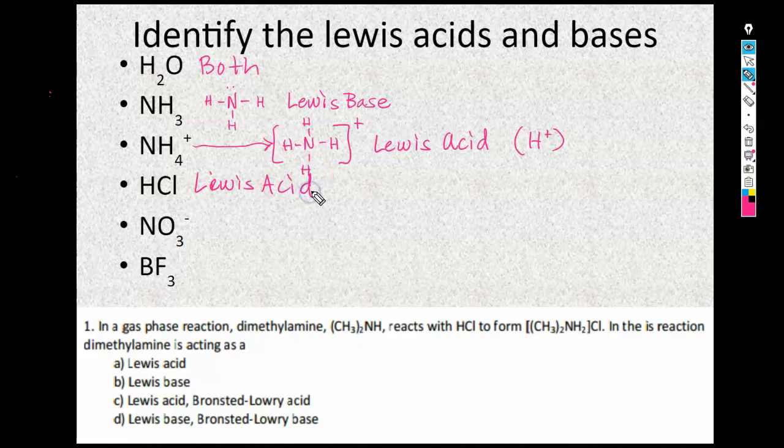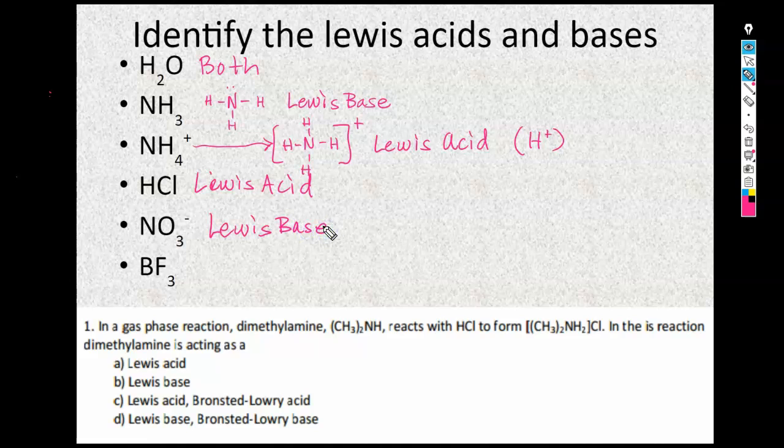All right. HCl has to be termed a Lewis acid because it has the hydrogen to be able to accept a lone pair, so it breaks it apart. NO3 has no hydrogen, but it does have room to accept a hydrogen. So if we were thinking about it like that, no hydrogen means it has to be a Lewis base because then it has room to accept those.